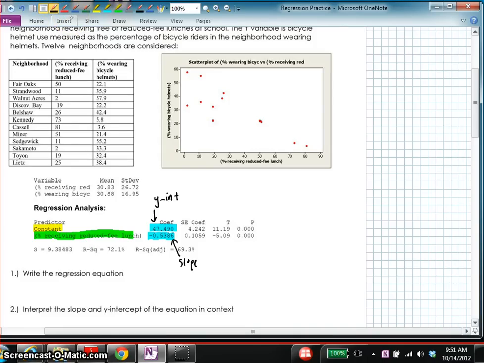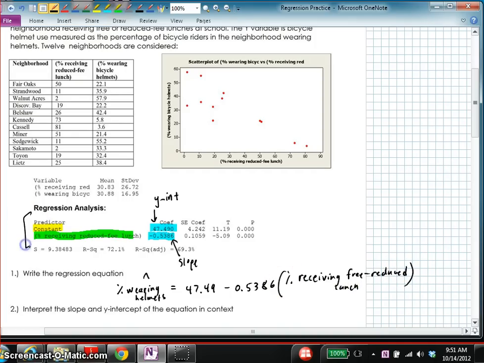So the regression equation is, and I'm going to write it in context, the predicted percent wearing helmets, okay, I put a hat there, is 47.49 minus 0.5386 times the percentage receiving free and reduced lunch. Okay, so that's the regression equation. Make sure you know how to read computer output. Really important thing to be able to do.